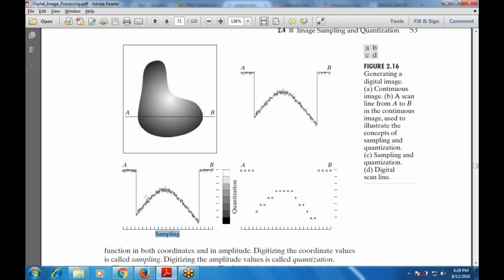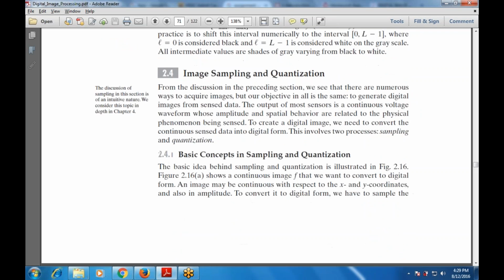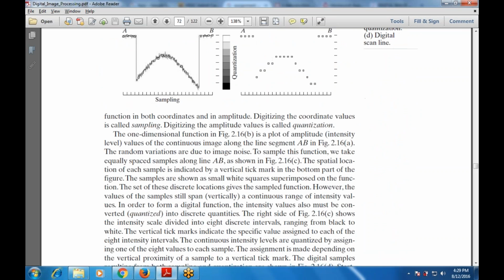And after that, the digital scan line is available with the data. So this is the quantization, a digital scan line used in generating a digital image. And digitizing the coordinate values is known as sampling. So whenever we digitize the coordinate image, that is used for digital images, and that is known as sampling.